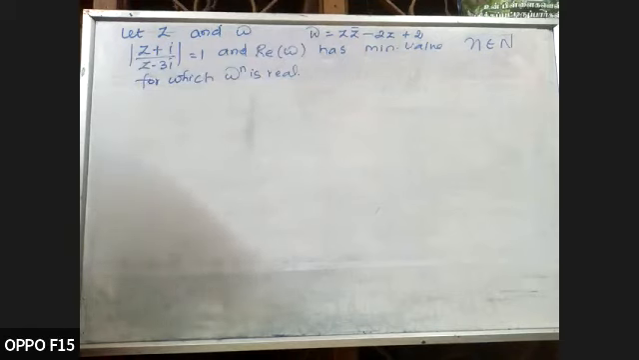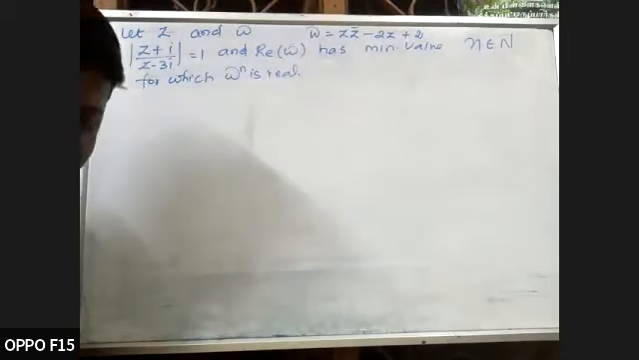Let Z and omega be two complex numbers such that omega is equal to Z conjugate minus 2Z plus 2, and modulus of Z plus I divided by Z minus 3I is equal to 1, and real part of omega has minimum value. Then the minimum value of n belonging to N, for which omega power n is real, is equal to. That is the question. Are you ready for the problem?